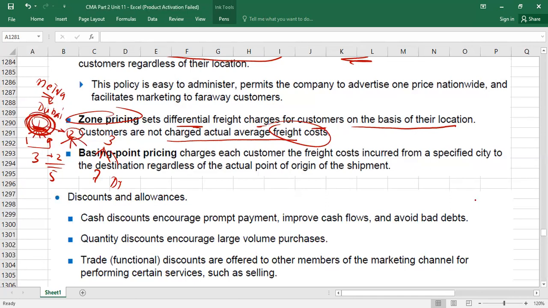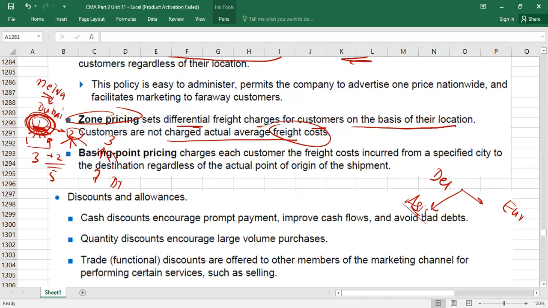For example, another example, let's assume delivery charges. If you are dispatching any product to Europe, maybe to Italy or to France, to Germany, regardless of whatever country it is, maybe you will charge the same price. But if it is to Asian countries, maybe the price could be different. This is what is called zone pricing.